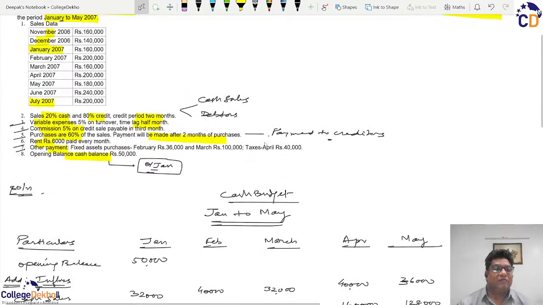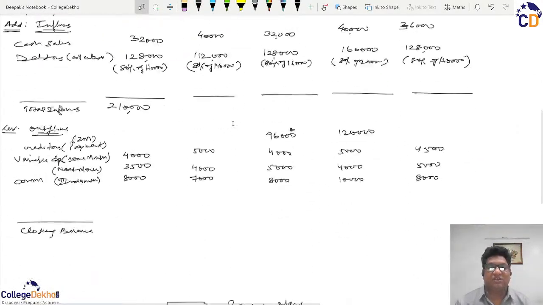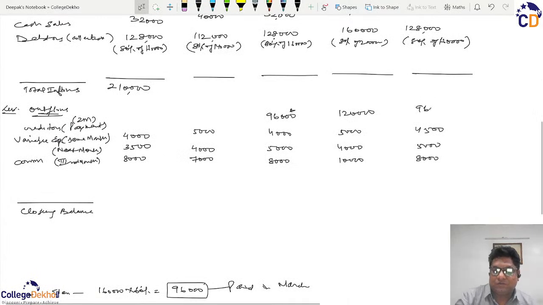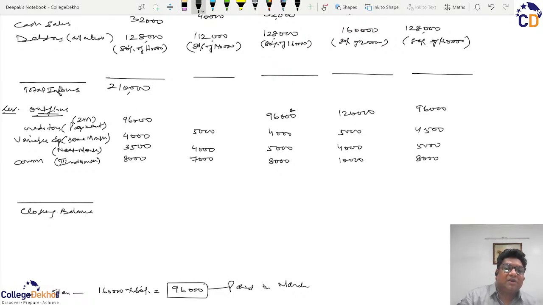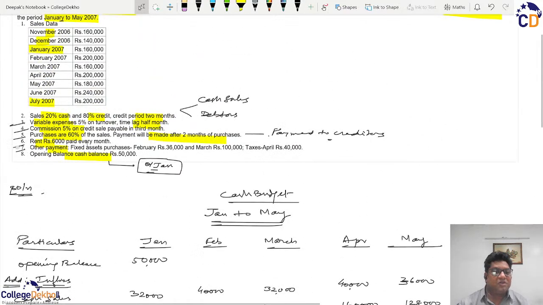तो फरवरी की सेल 2 लाख का 60% 120 अप्रैल में पे होगा. मार्च की सेल फिर दोबारा से 160 का 60% यहाँ पे होगा, और अप्रैल और मई की परचेजेस यहाँ काउंट नहीं होंगी क्योंकि वो जून और जुलाई में चले जाएंगे. सिमिलरली नवंबर की 160 का 60% यहाँ पे होगा, और दिसंबर के 140 का 60% 84,000 यहाँ पे होगा. तो ये नवंबर की सेल का है, ये दिसंबर की सेल का है, ये जनवरी की सेल का है, ये फरवरी की सेल का है और ये मार्च की सेल का. So that is how all purchases have been paid for.